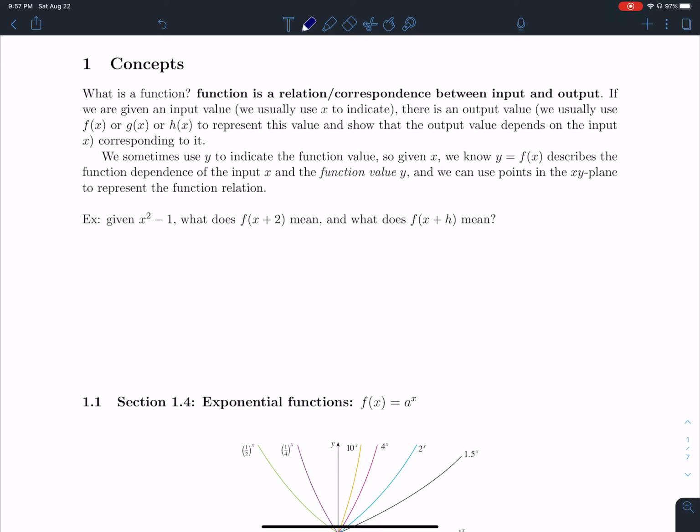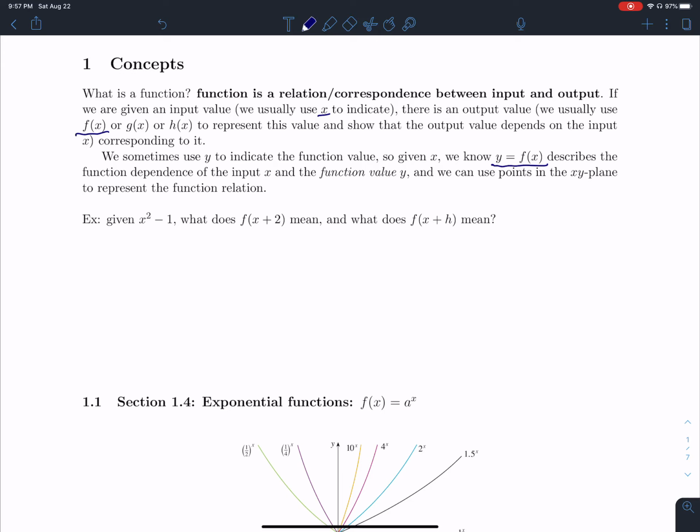A function just is describing the relationship between the input value and the output value. We usually use the letter x to indicate the input, and we then use this very abstract formulation f of x to describe the output of the function relation and also its dependence on the input x. And we also could use some simpler and shorter description. We can use the letter y to represent the function value.